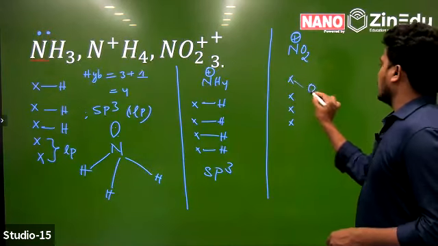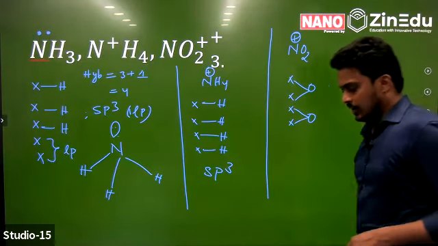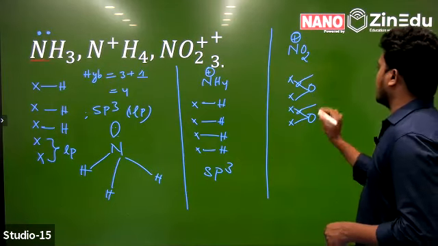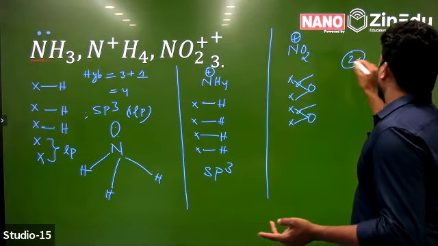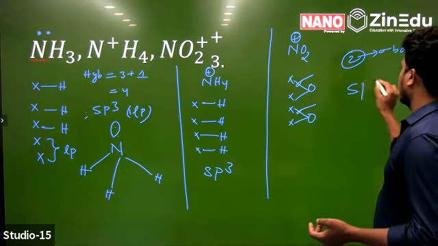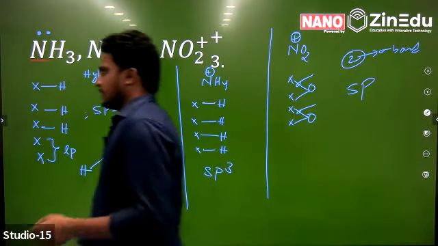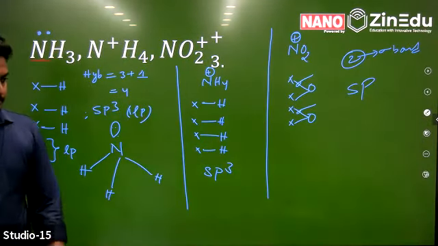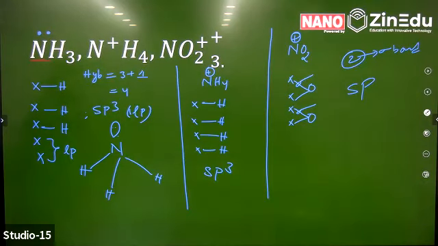Oxygen always utilizes 2 electrons for bonding. How many sigma bonds are there? 2 sigma bonds. So what is the hybridization? sp. Yes, it is sp. Copy them fast.